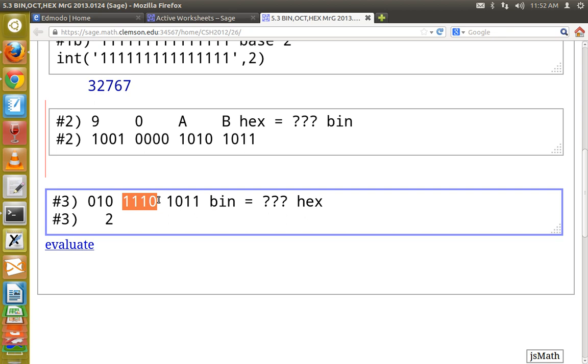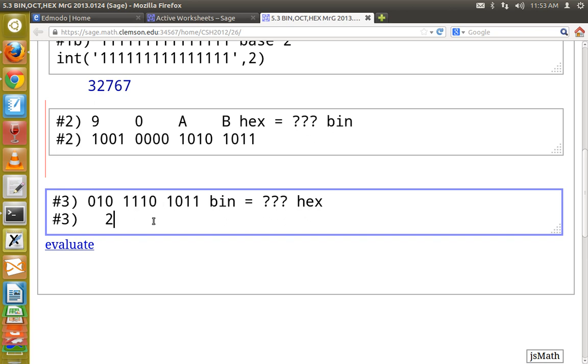1, 2, 3, 4, 7, 9. 9? What? 14. A 1 in the 2's place, a 1 in the 4's place, and 1 in the 8's place. 8 and 4 is 12, and 2 is 14.